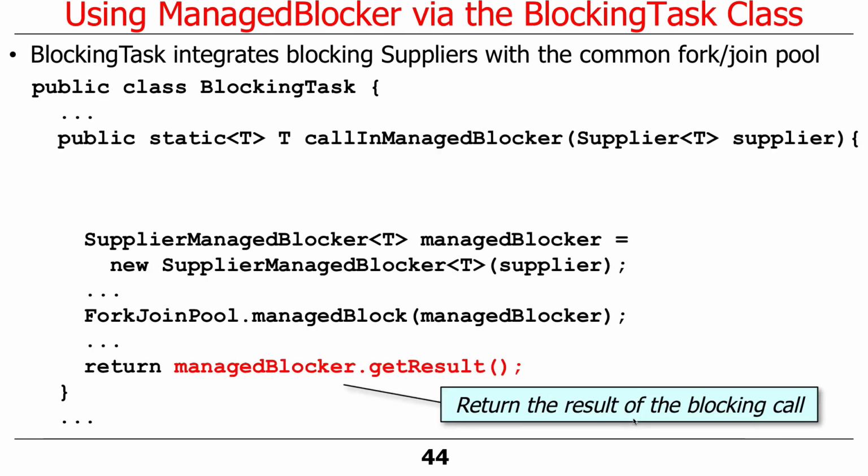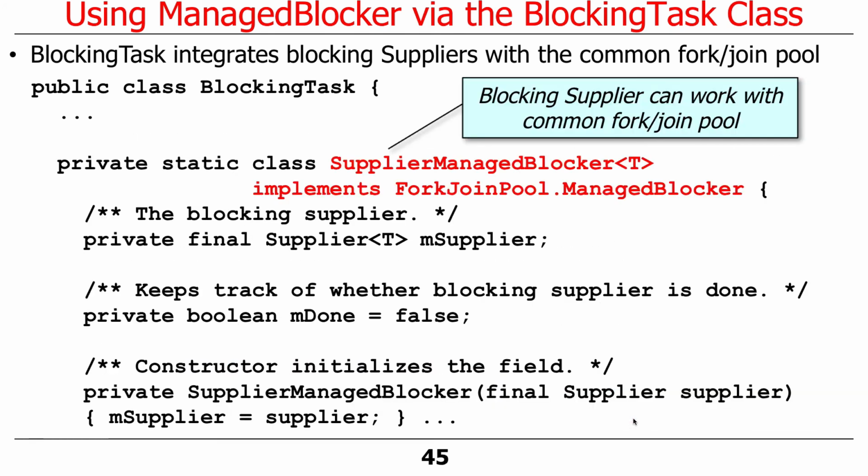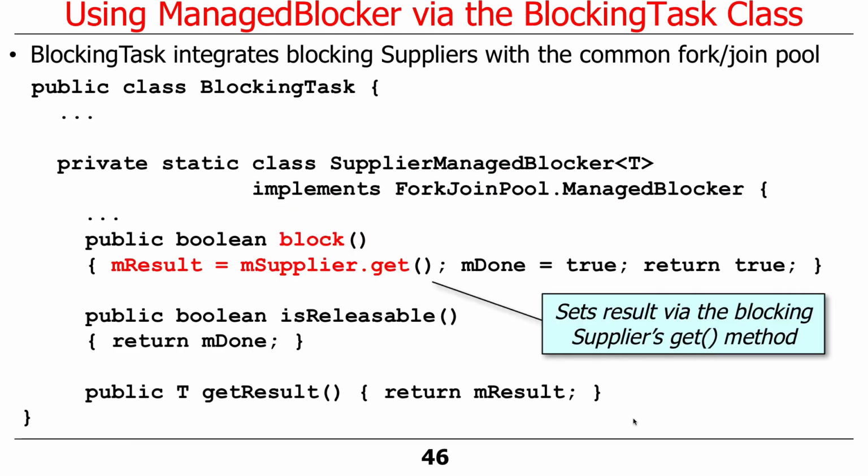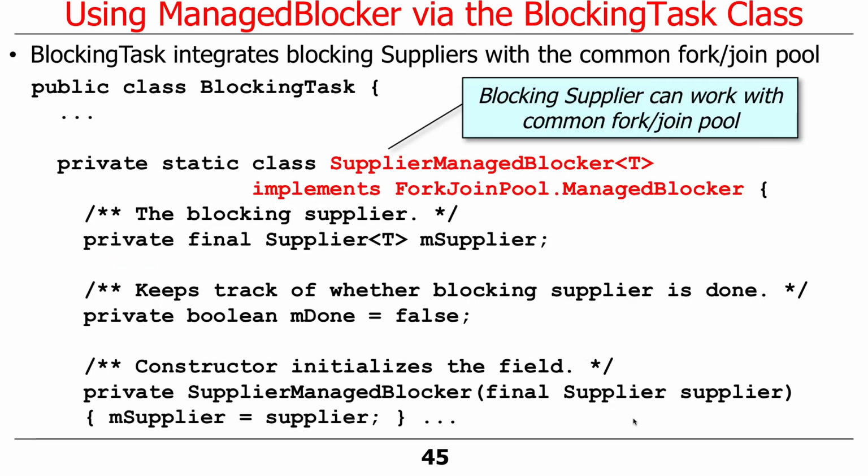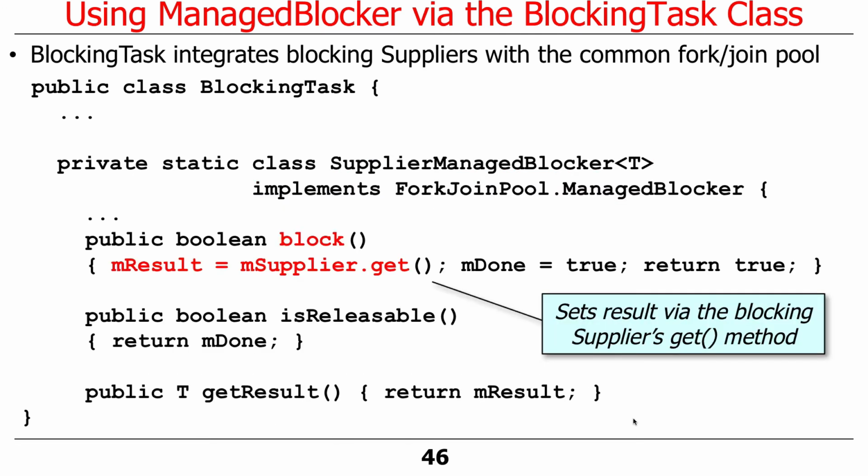Here's the supplier ManagedBlocker. That's this class. That's the helper class that implements ManagedBlocker. And it's got a bunch of little things. It keeps track of the blocking supplier, keeps track of whether we're done. And then what we do here is we go ahead and initialize this in the constructor. And as you can see here, when block gets called, we're going to call mSupplier.get, which will essentially block to do its work. It's whatever you told it to do.